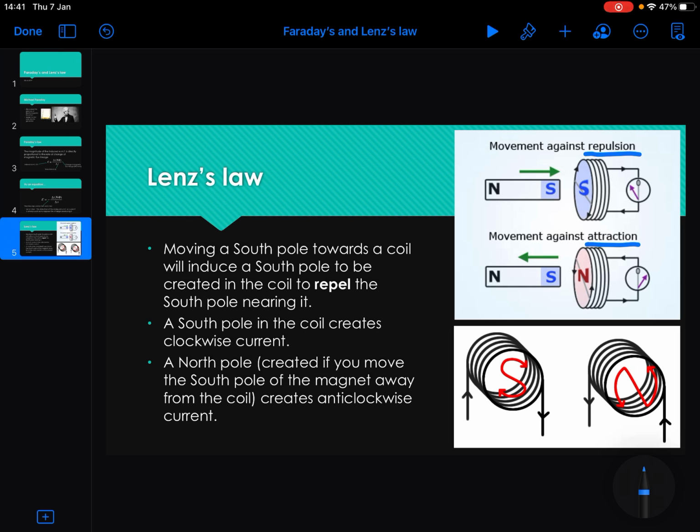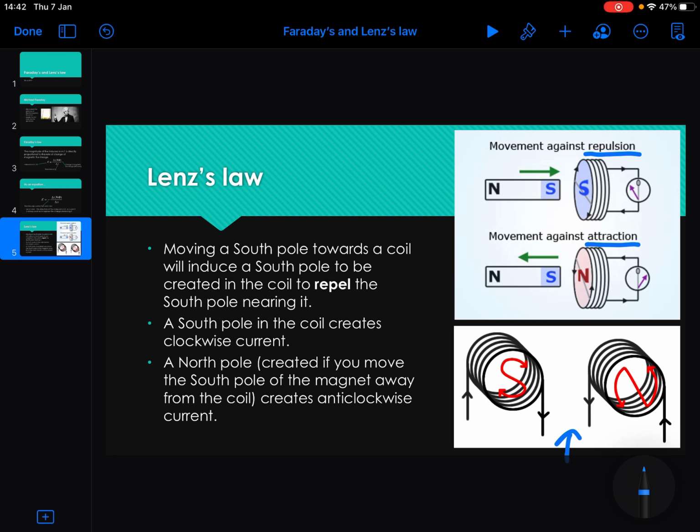If you look carefully at the arrows on those two diagrams, you will also see that the current direction has switched as well. So a south pole in the coil creates a clockwise current. A north pole creates an anti-clockwise current. And the way I know this is, look at this bottom diagram here.